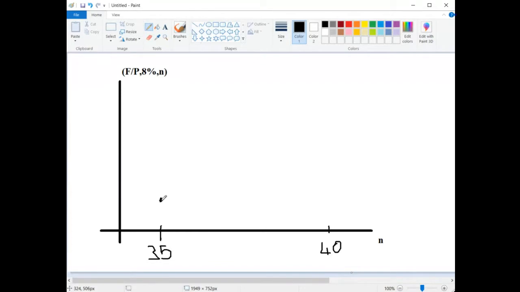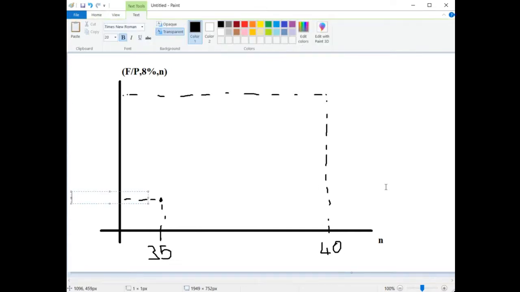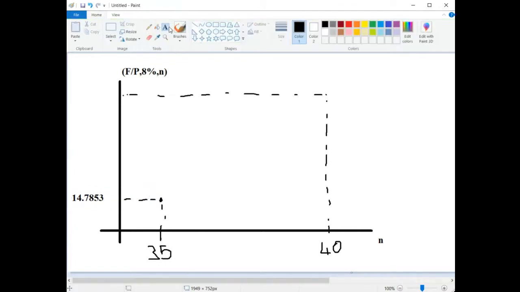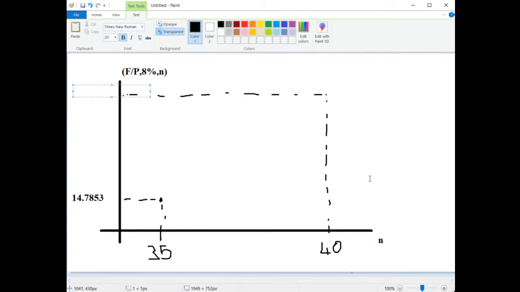So we know that for 35 years and for 40 years, we have two values that have been observed. And what are these two values? So let's write them down. For 35 years, the value for single payment compound amount factor is 14.7853, and for 40 years, it is equal to 21.7245.